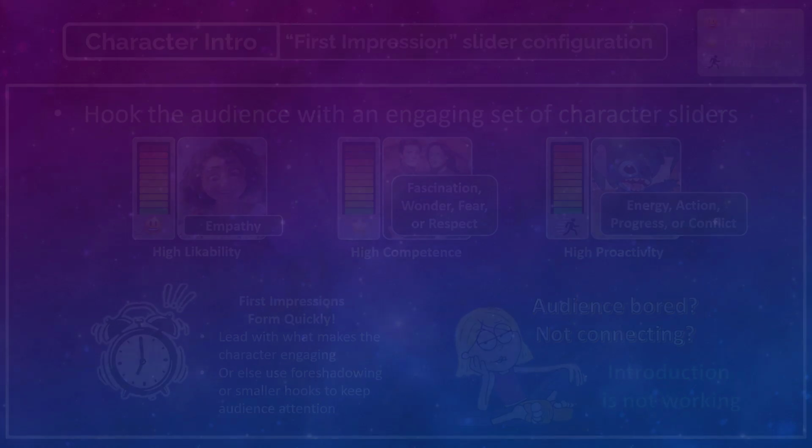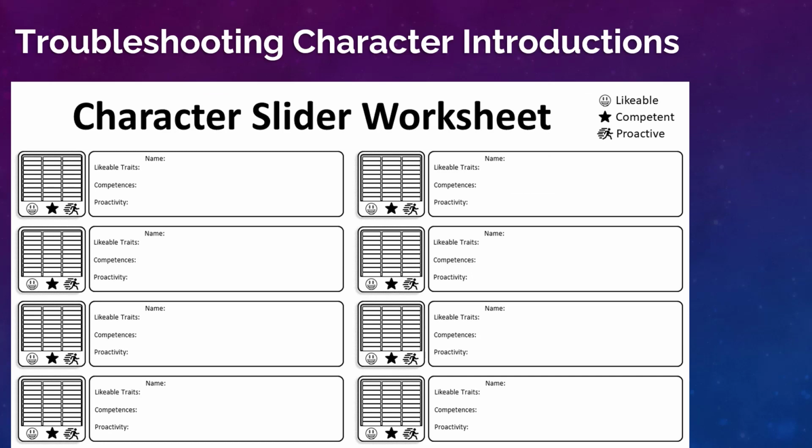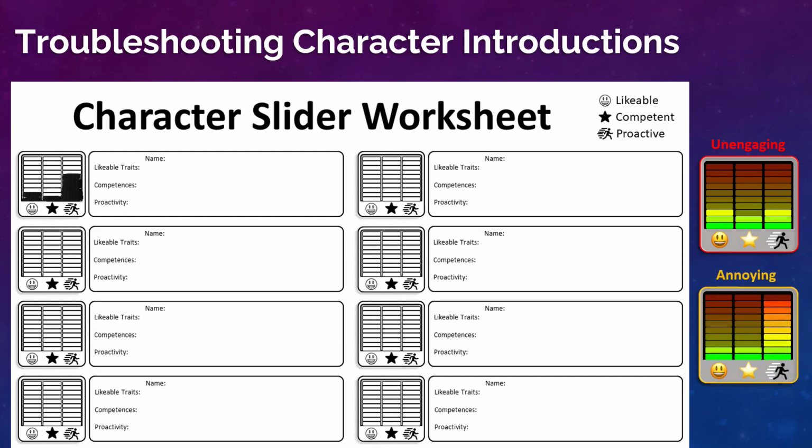This is where Sanderson's character sliders can be used as a troubleshooting exercise. Focusing on just the introduction of the character in the story, score the character's likability, competence, and proactivity. I have a worksheet available for free on my website that can help with this. If the audience isn't finding the character engaging, there is a good chance that the character will either be low in all 3 sliders or they fall into one of the special cases discussed in Part 1, which is high in proactivity but so low in likability and competence that the character comes across as annoying instead of engaging.